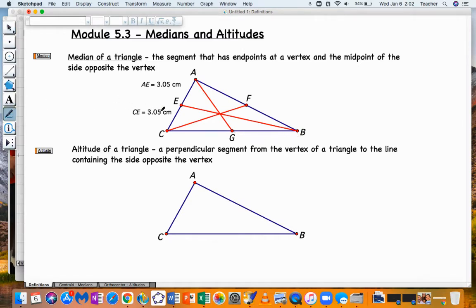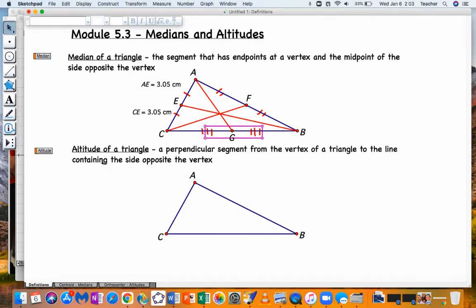Now, what you're going to see sometimes, instead of actual measurements, is they're going to have these marks. One mark here and one mark there tells you that E is in the middle. They would do the same thing here, with two marks from A to F and two marks from F to B, and the same for this one. So if you see a diagram that has that, all it's telling you is that that point is a midpoint, and if it connects to the opposite vertex, then that is a median.